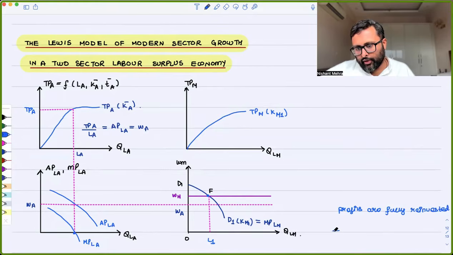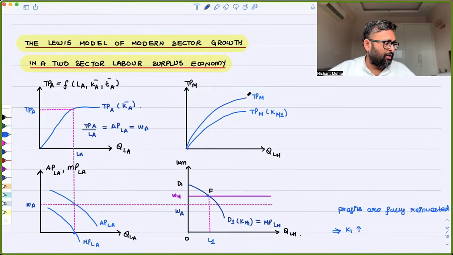So when profits are fully reinvested, your capital stock is going to increase, right? Capital stock is going to increase. So this is going to shift the production function up, right? This is going to shift the production function up now with a new amount of capital.